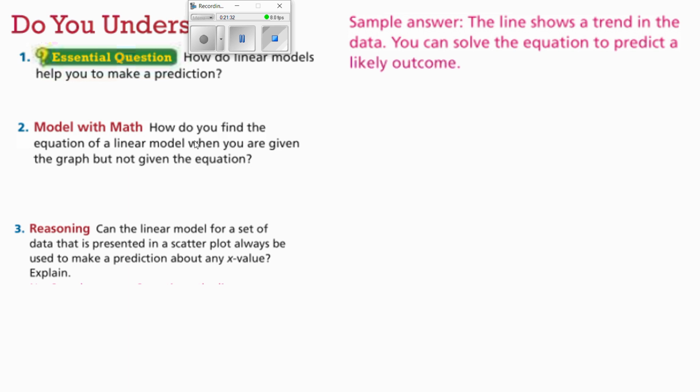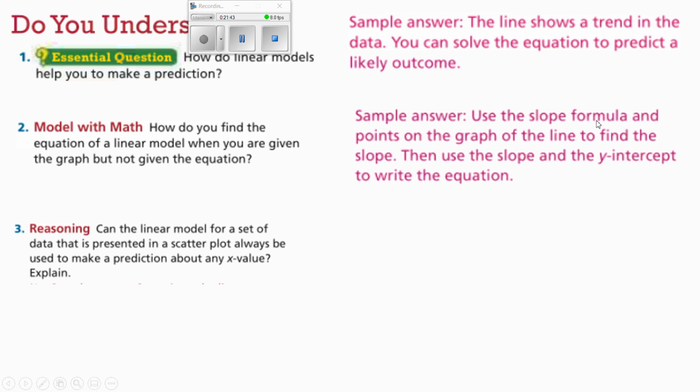Number two, how do you find the equation of a linear model when you're given the graph but not given the equation? You're going to use the slope formula and points on the graph of the line to find the slope. Then use the slope and the y-intercept to write the equation.